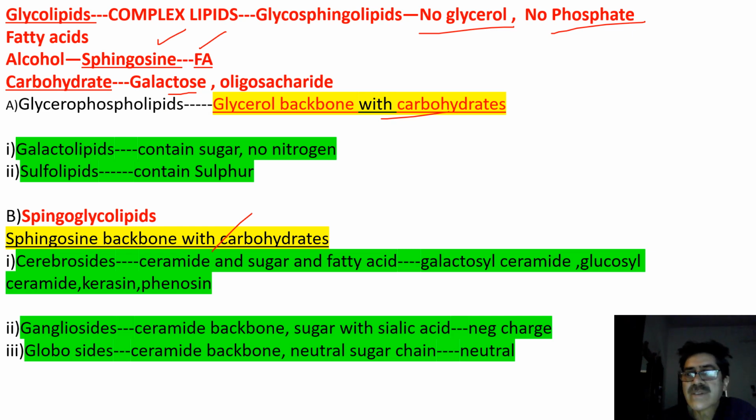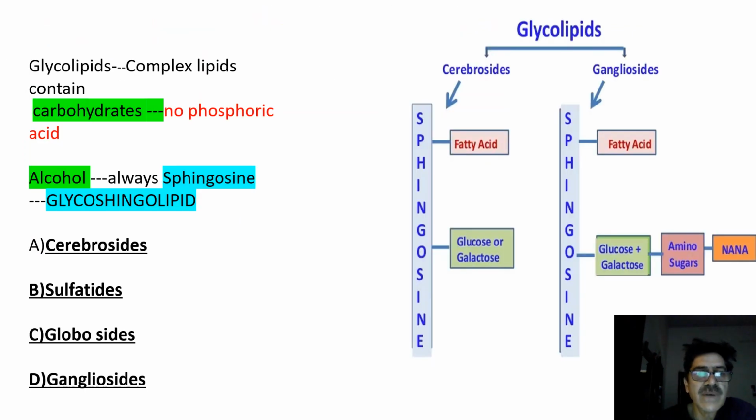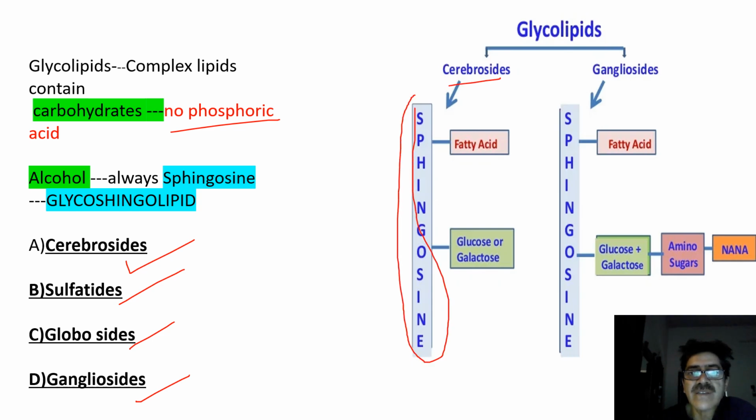Now sphingolipids can be further grouped into four subclasses: cerebrosides, sulfatides, globosides, and gangliosides. So they are complex lipids with carbohydrate, no phosphoric acid, and the alcohol present is sphingosine. Now cerebrosides. The basic backbone is sphingosine. To this are esterified fatty acids, and to sphingosine is attached the monosaccharide glucose or galactose. Again, ganglioside: you have sphingosine as backbone, fatty acid is esterified, and to this are attached glucose or galactose, amino sugars, and NANA.